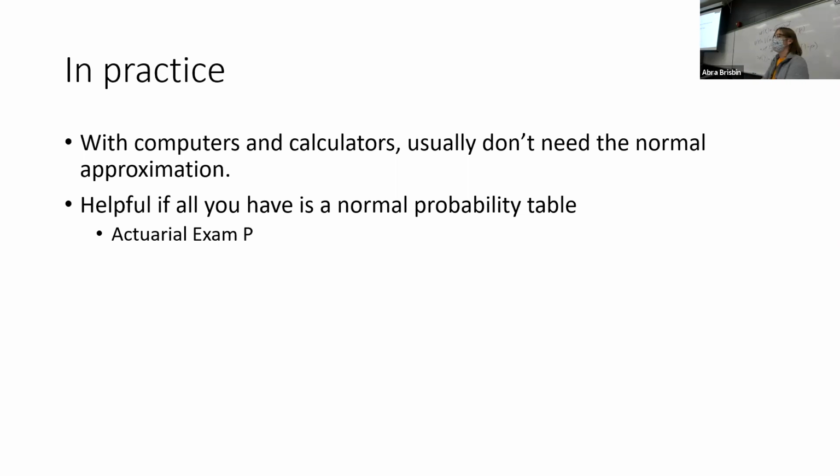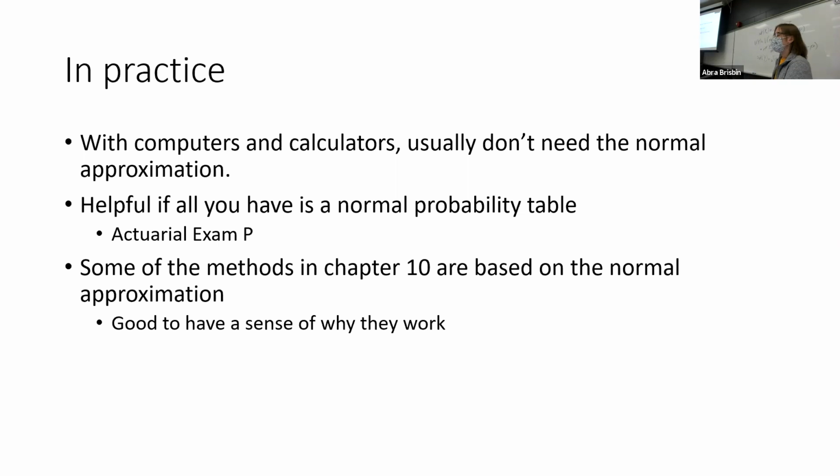The other reason why we're covering it is because some of the methods that we're gonna talk about in chapter 10 are working with binomial random variables, but the way the methods work is based on the normal distribution. So this normal approximation to the binomial is helpful for being the underlying reason behind why some of those methods are gonna work.